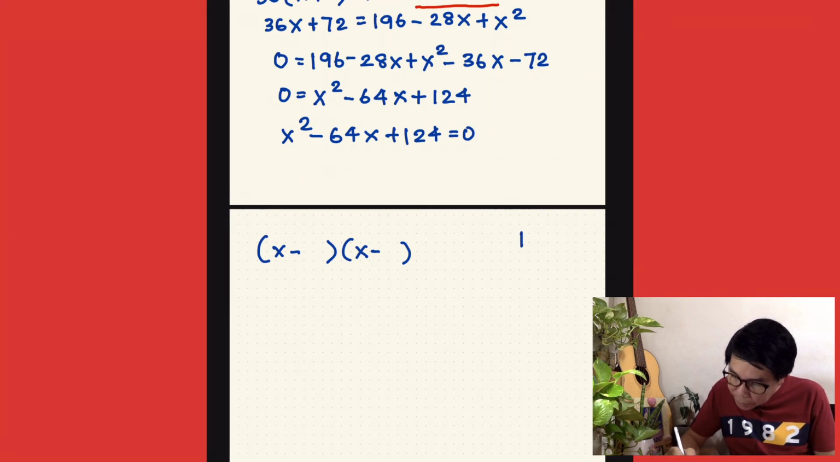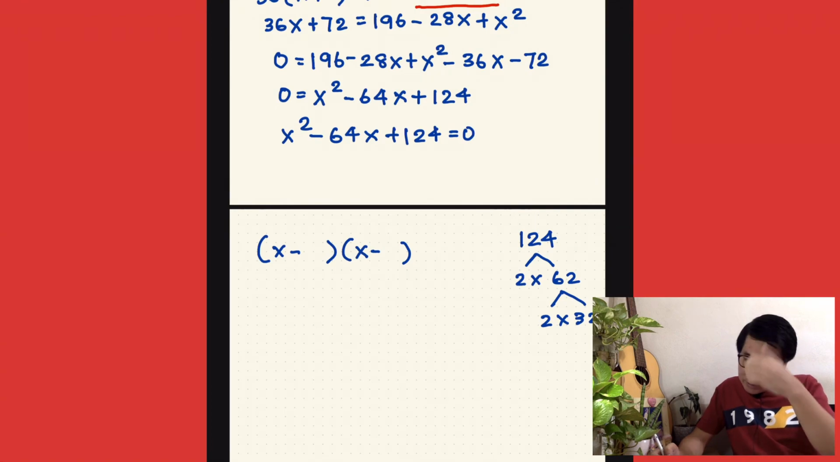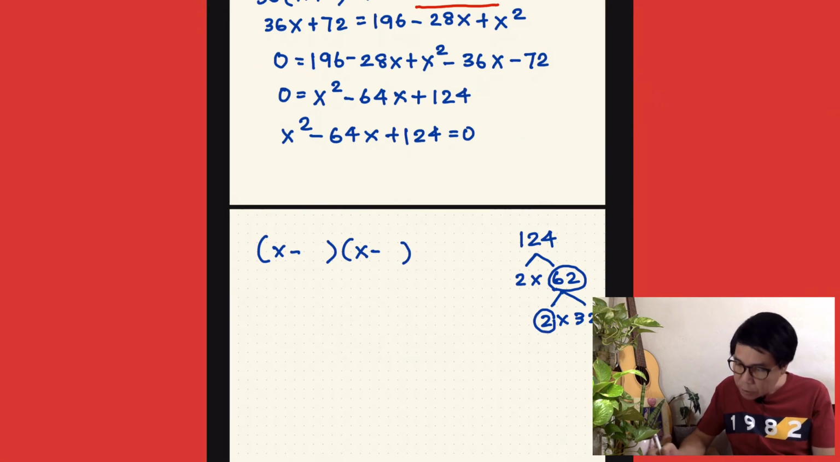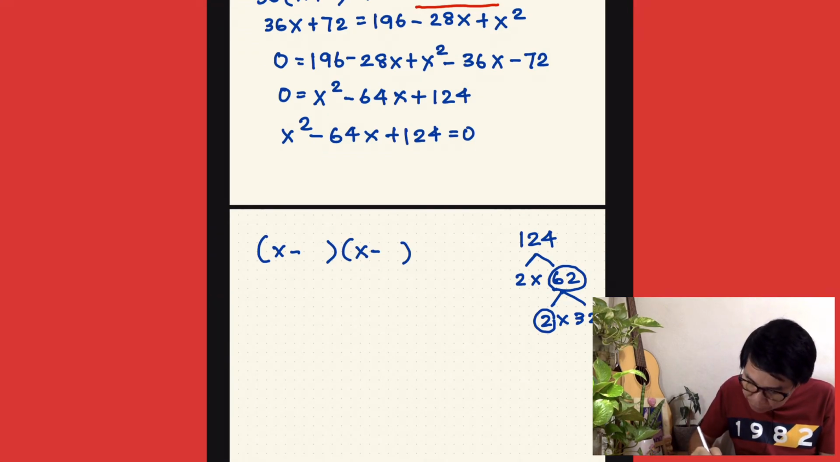So 124, let us factorize. Two numbers that multiply together to get 124: we have 2 times 62. And then we have to factor 62, we have 2 times 31. Now I need two numbers that add up to 64 and that when multiplied will give us 124. So I can see here 62 and 2. If you multiply them together, it will give us 124. Added together, it will give us 64. So we have here 2.